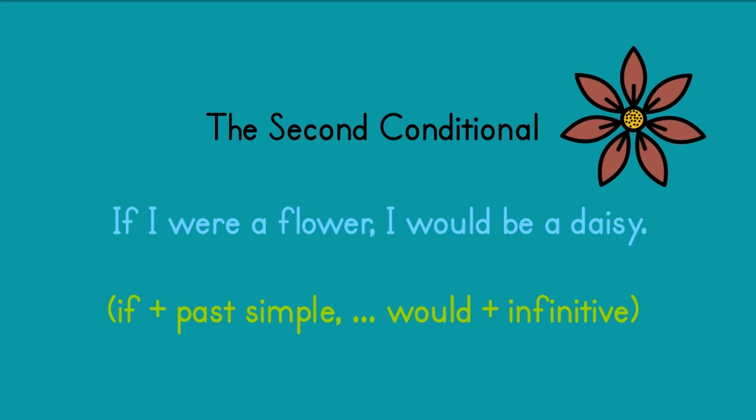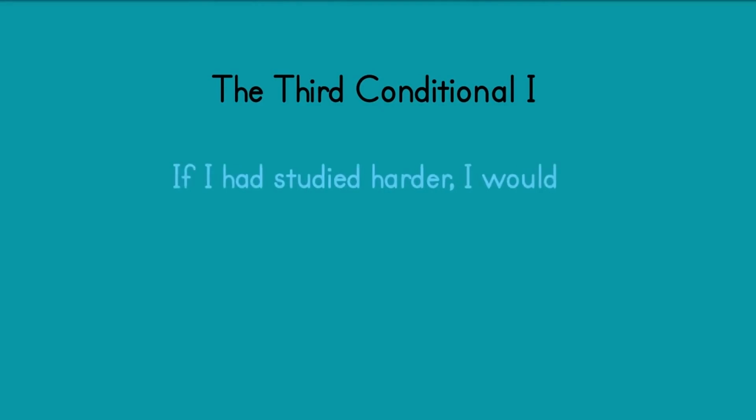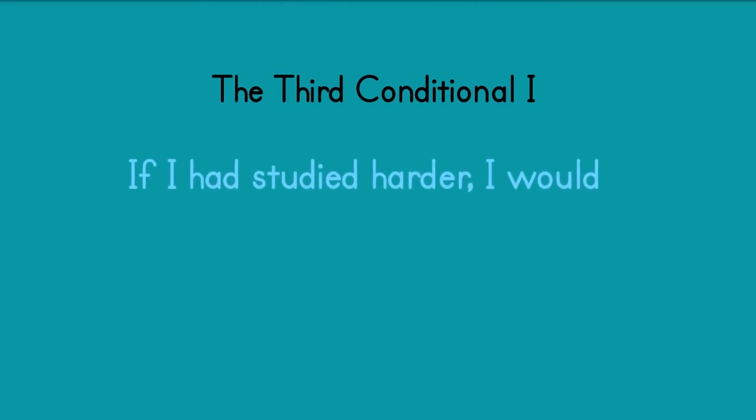In the sentence, if I were a flower, I would be a daisy, we can see the condition is using were, as it is subjunctive, and both the condition and result clauses discuss something impossible or hypothetical in the present or near future. The third conditional is used for regrets regarding events that have happened, and they are considered to be imaginary or hypothetical as the past cannot be changed.